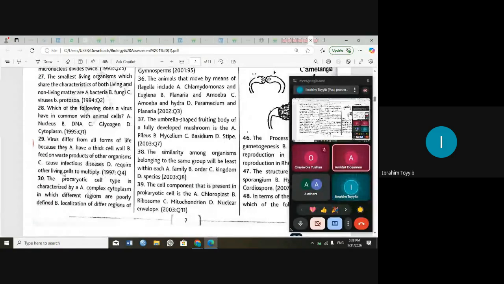So viruses require other living cells to multiply. That is, they cannot reproduce unless they see a living cell. They cannot reproduce until they attach themselves to a living cell.